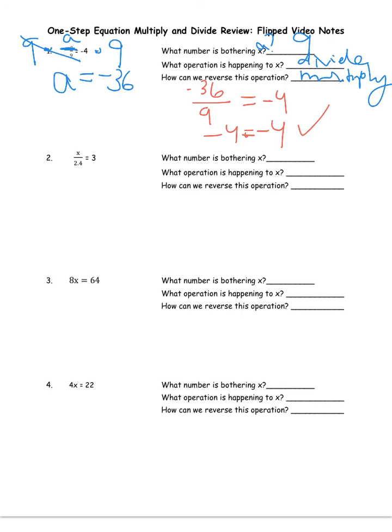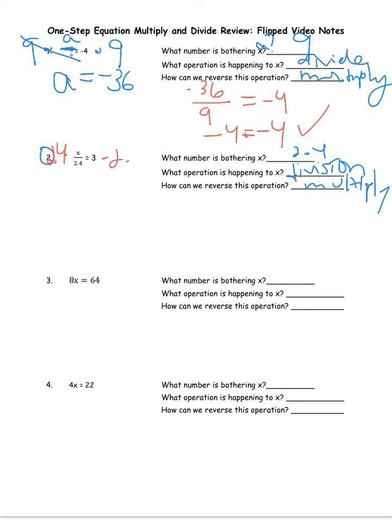What number is bothering x in number 2? This is question number 2. The number 2.4, we can see that it's kind of like attached to x over there. What operation is that? It's not a fraction, it's division. What reverses division? Multiplication. So we are going to multiply both sides by 2.4.